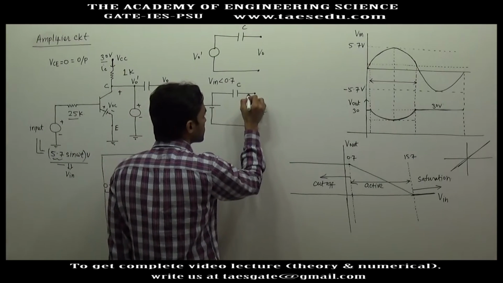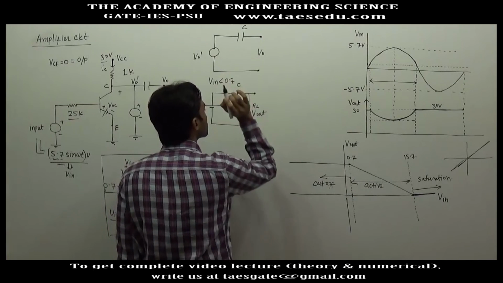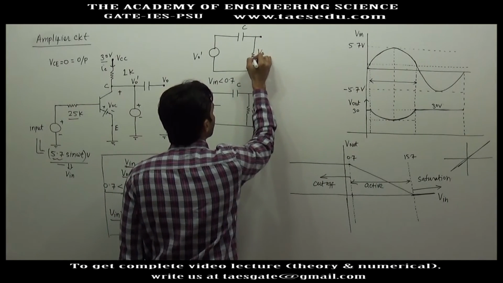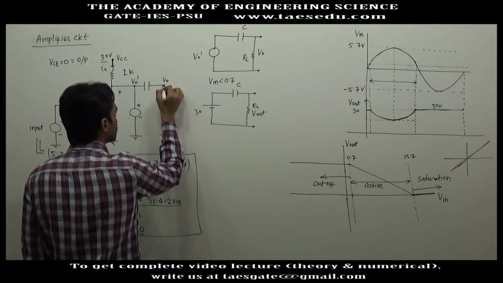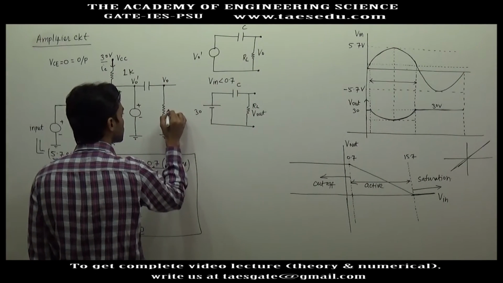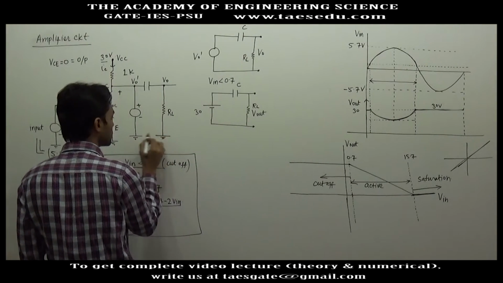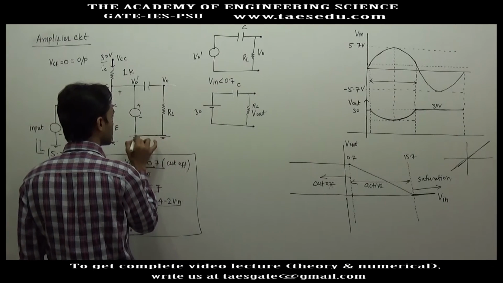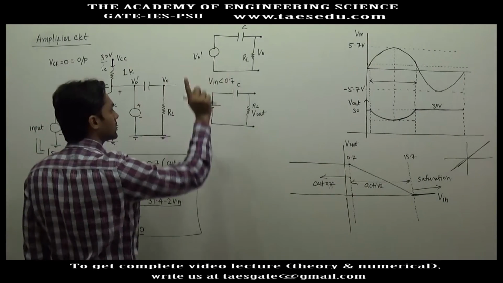Suppose you connect a resistance here. You are taking the output voltage across a resistance. Let's say we are taking the output voltage across a load resistance. You have a load resistance here. Since this is also ground, you can connect these 2 points. Okay, this is the same circuit I have drawn here.